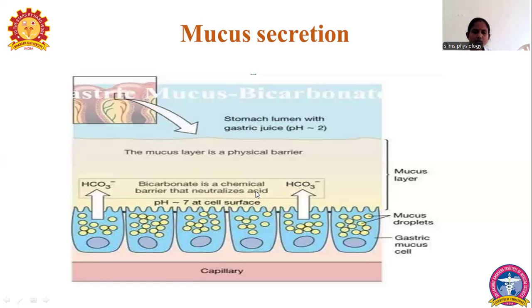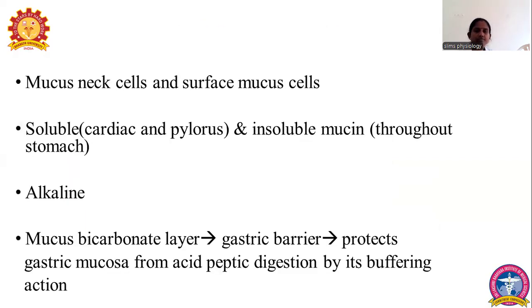It is almost about 1 millimeter thick, or sometimes more than that. It is highly rich in bicarbonate, so it can neutralize the chemical component and forms a physical barrier, which will not allow the gastric mucosa to come in contact with the gastric acid content, thereby preventing its erosion and ulceration.